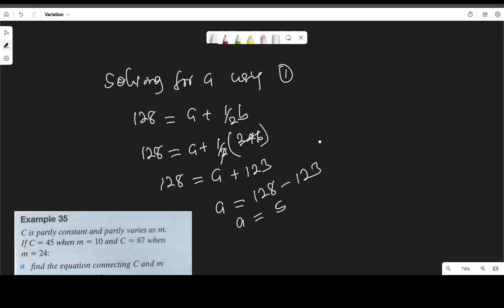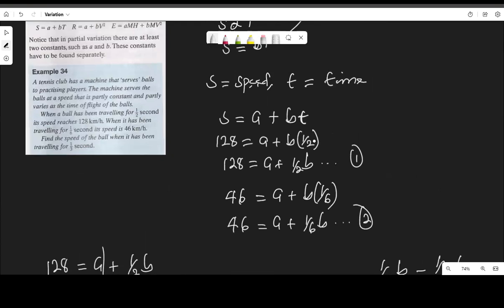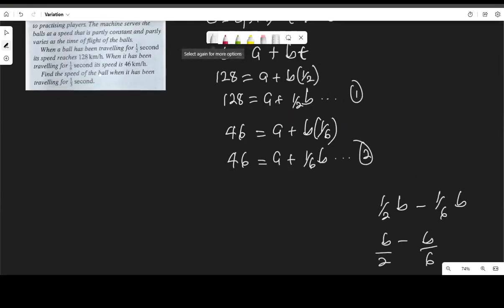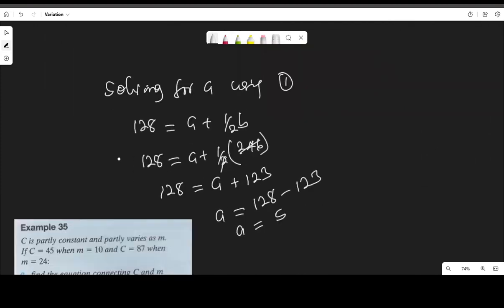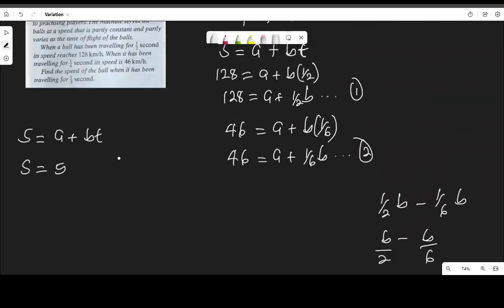Now that we know the values of A and B, we can solve the question, which says find the speed of the ball when it has been traveling for 1 over 3 seconds. So again, we go back to the equation. Let's clean this board first. Speed is equal to A plus BT. Now we know A to be 5 and we know B to be 246. So that is 5 plus 246 times 1 over 3, which is 5 plus 246 divided by 3, which is 82. 5 plus 82 is 87. So the speed is 87 kilometers per hour.